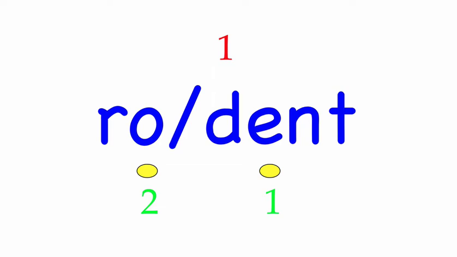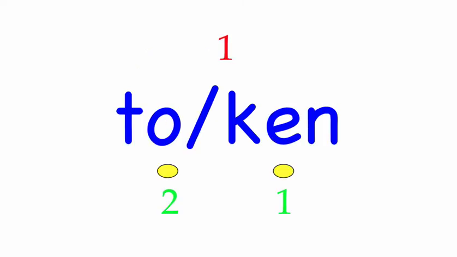Token. This gift is a token of my appreciation. Token. Two syllables. First syllable toe, two sounds. T, O. Second syllable ken, three sounds. K, E, N. Token. Mark the word.